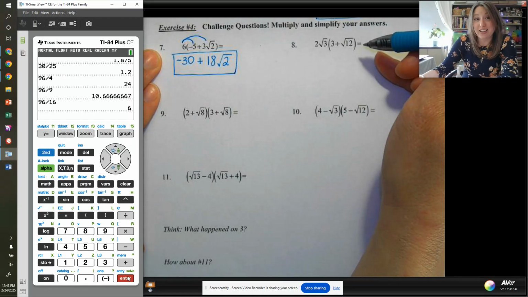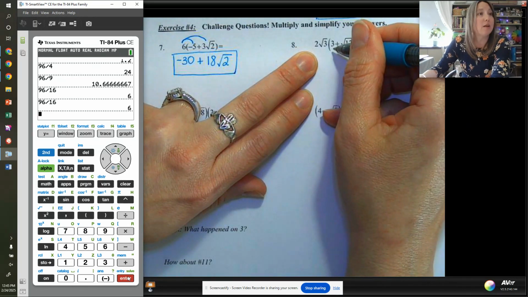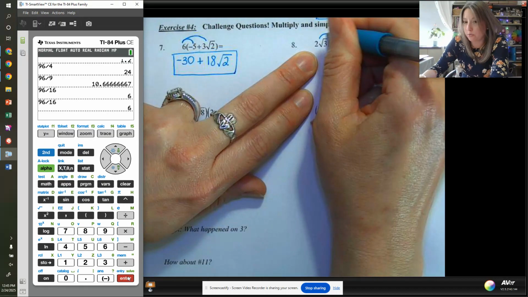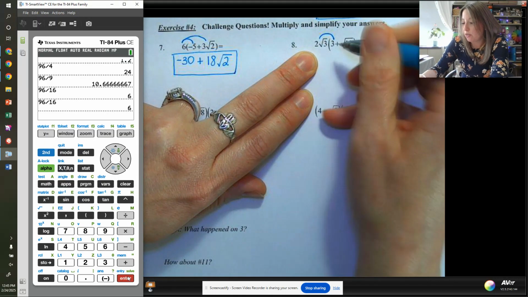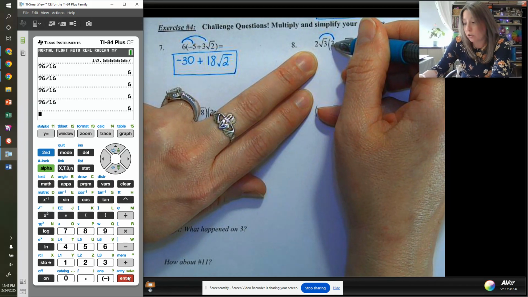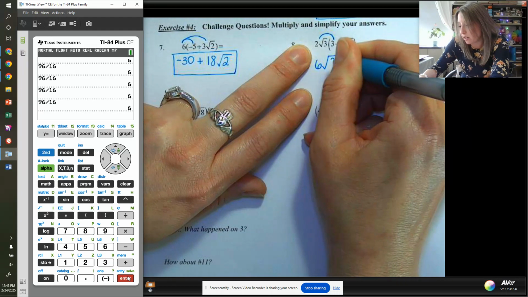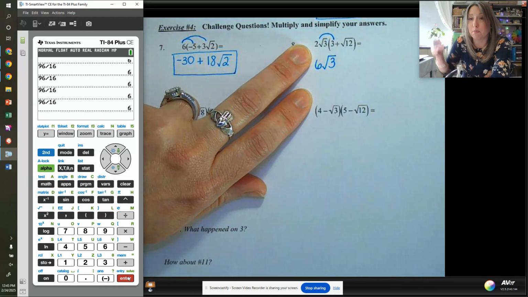I like 8. I think 8 is interesting. 2 radical 3 times 3, right? So 2 radical 3 times 3, right here. The 2 and the 3 here are outside of the radical. So those multiply together to give me 6 radical 3. The radical 3 didn't multiply by anything because there wasn't any radical to multiply by.